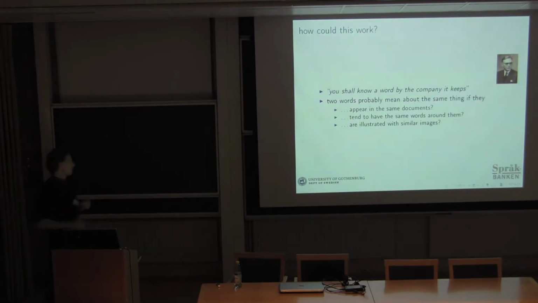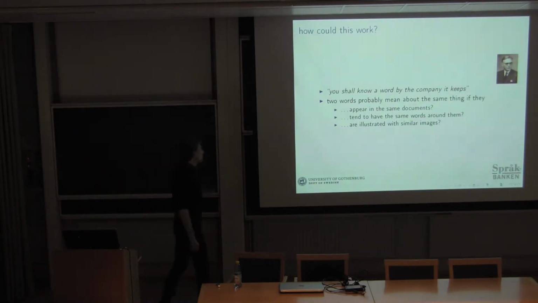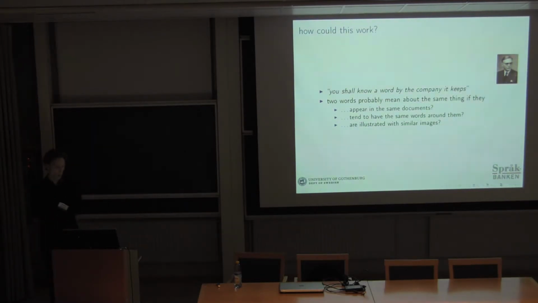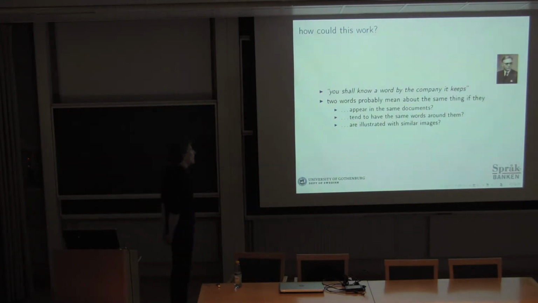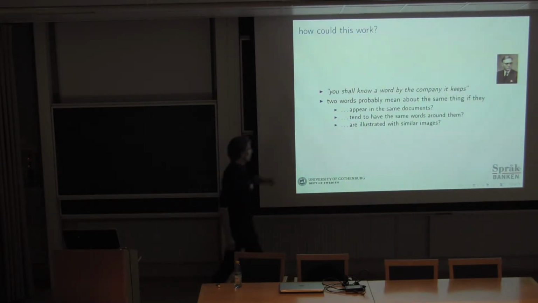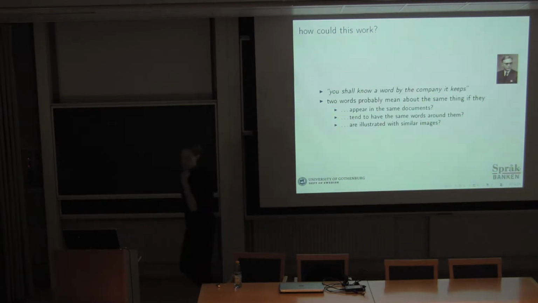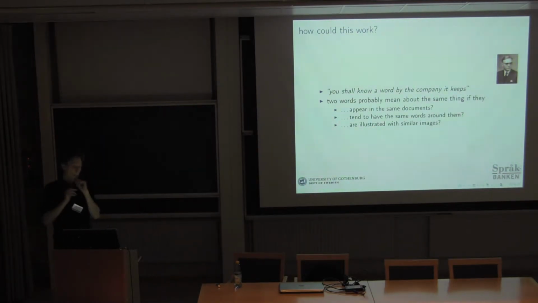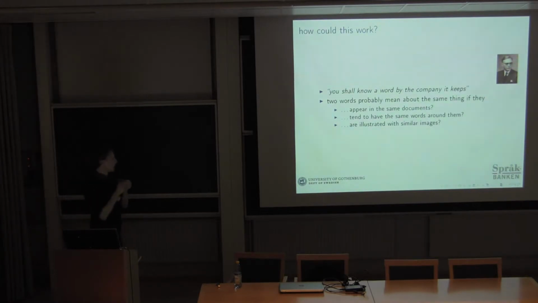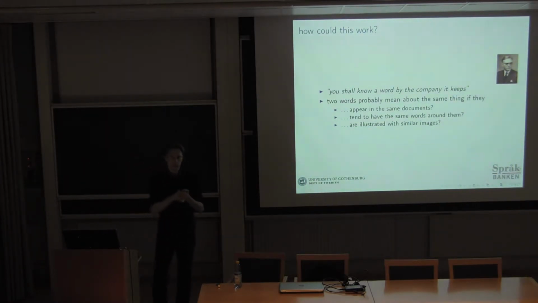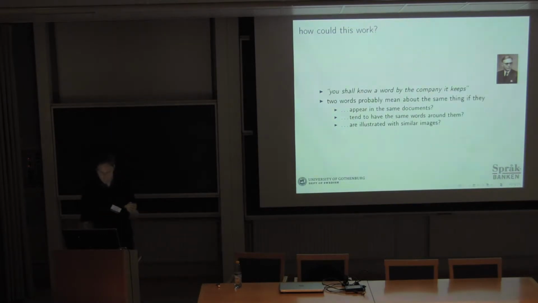So what does that mean? For instance, if two words tend to appear in the same set of documents, then they are probably similar in some sense. Or if they have the same words around them. Or we might even be really creative and try to use the images which are around them, but this is an open research problem, as I will say later. So for instance, if I say, I eat a pizza, I eat some sushi, they are similar because we tend to say that we eat these things.